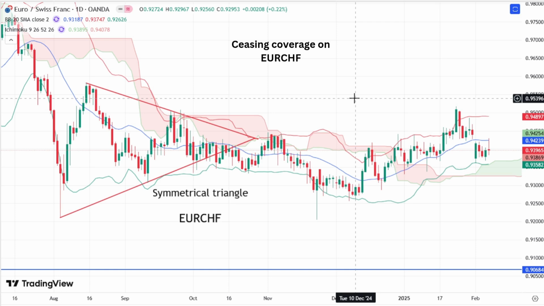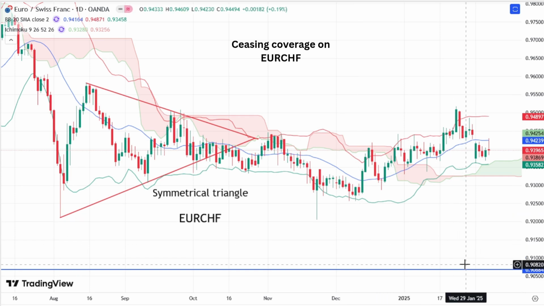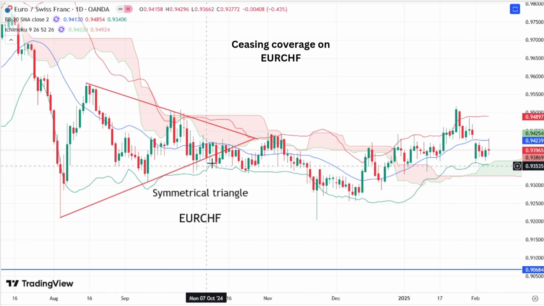I'm done with the reviews, and now I'll move on to names I will cease coverage in, starting off with the Euro-Swiss. In the last video on the 22nd of December, I stayed bearish on the Euro-Swiss, targeting 0.9069 due to the completion of a symmetrical triangle.